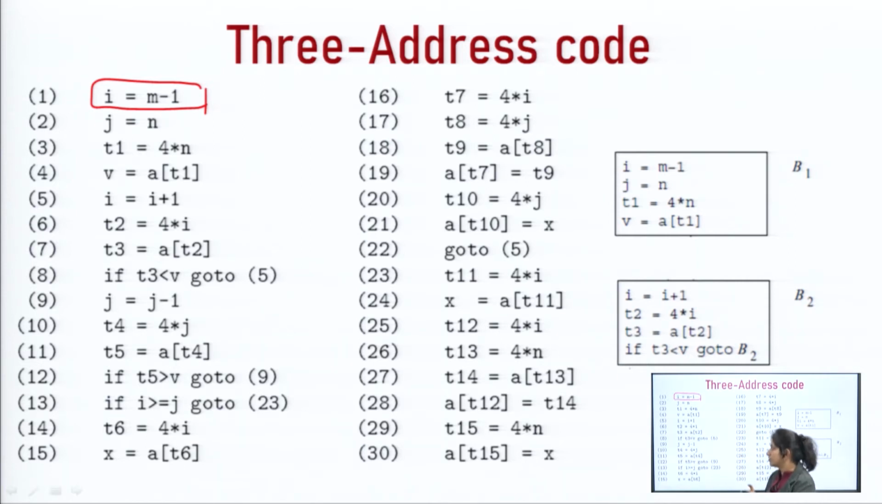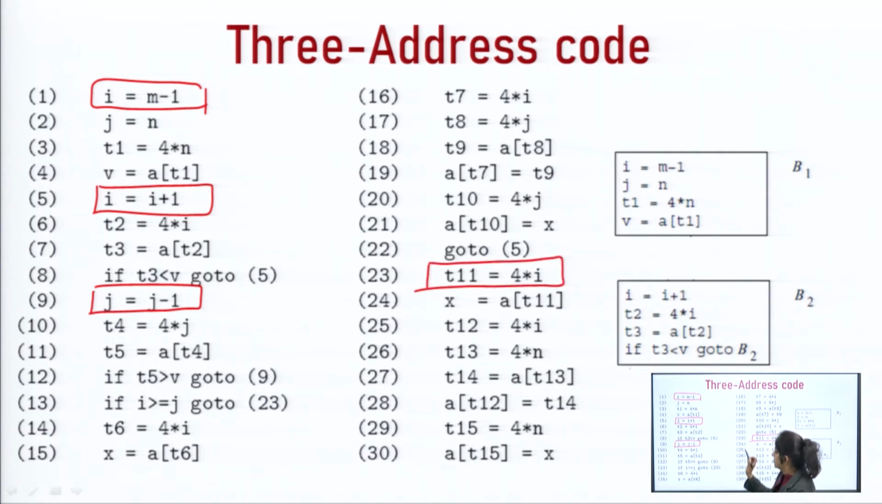Now, the second rule is: the target statement of every conditional or unconditional go to a label is a leader. So, here we can say this is the conditional go to and its target statement is statement 5. So, this can be the leader. Similarly, go to 9. So, this can be the leader. Now, this 23, this can be the leader. So, these instructions are leaders 1, 5, 9 and 23, just remember it.